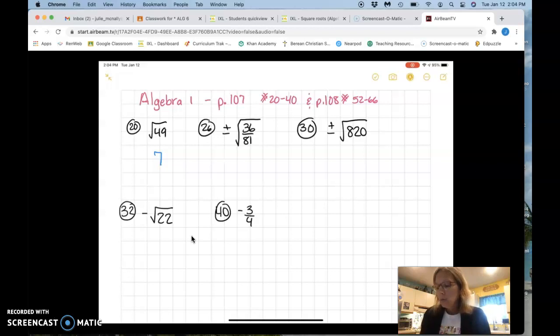Okay, 26, since it has that plus or minus sign in the front, I have to keep that in my answer. That means the answer is either positive or negative. And then I'm just going to take the square root of each number in the fraction. So the square root of 36 is 6, and the square root of 81 is 9. So the answer would be plus or minus 6 over 9.